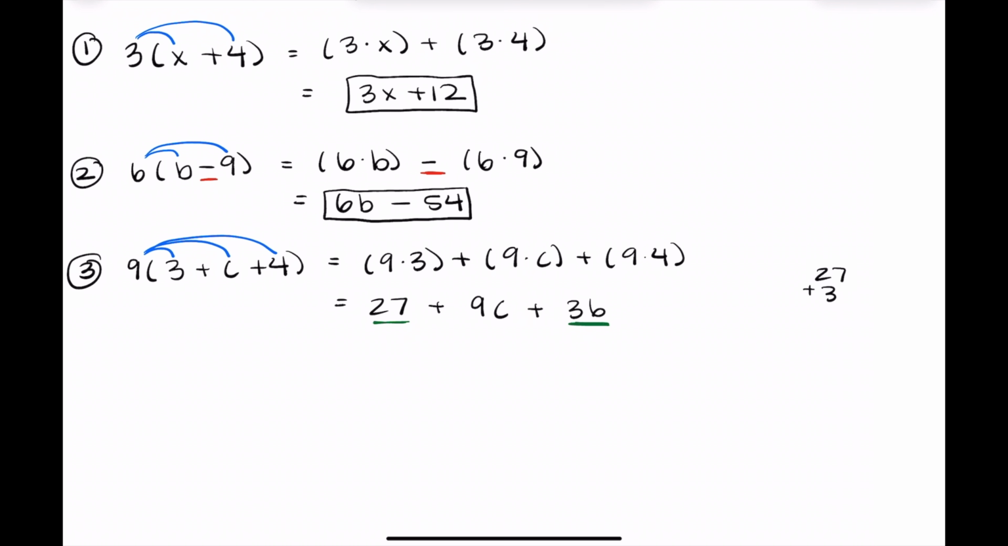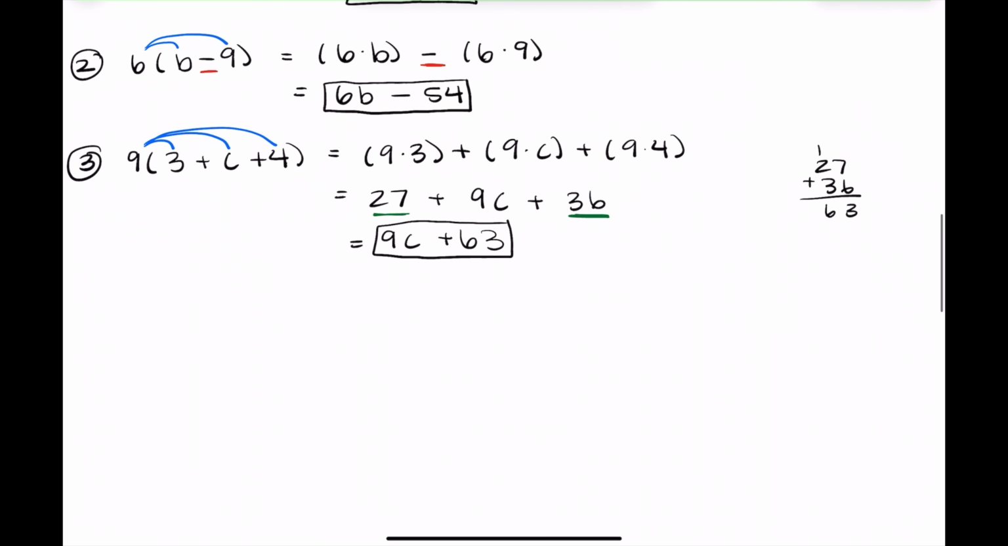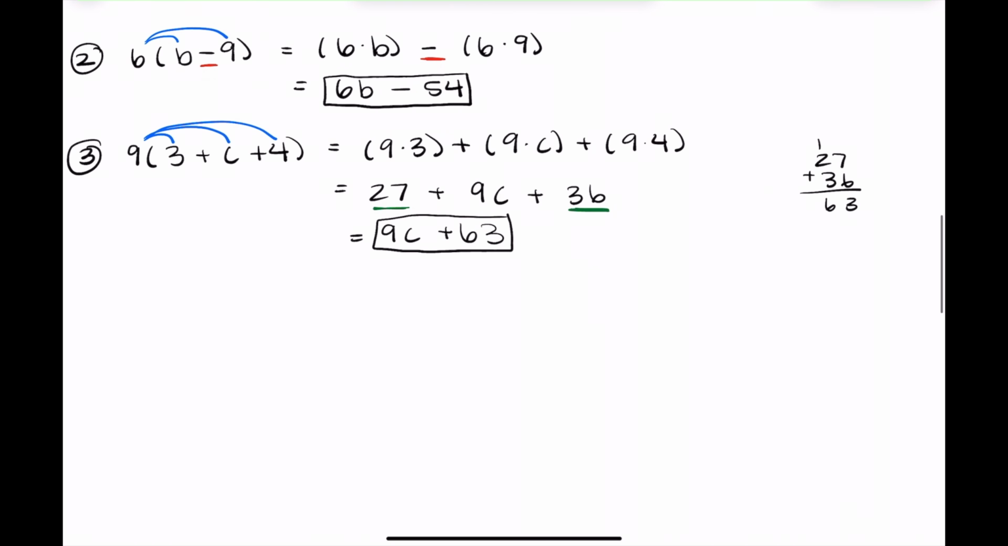Here we have 2 like terms. I will do a video on combining like terms in the next session, but for today, combining like terms here, we have 2 numbers. We have 27 and 36. In order to fully simplify this, we will combine those 2. When I do 27 plus 36, I get 63. So our final simplified answer for number 3 will be 9c plus 63.